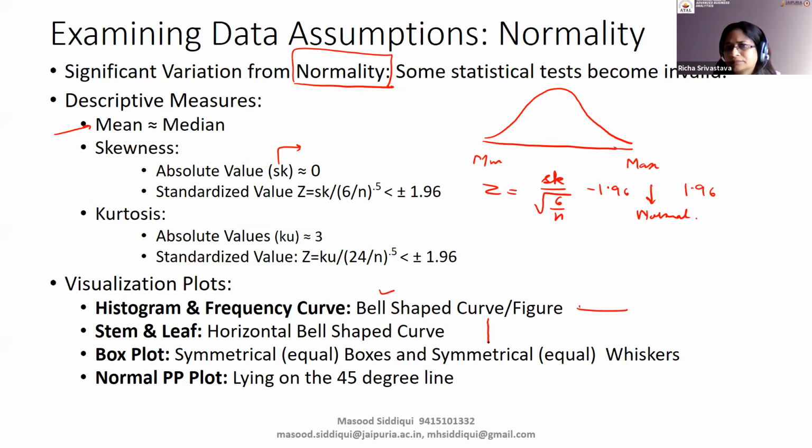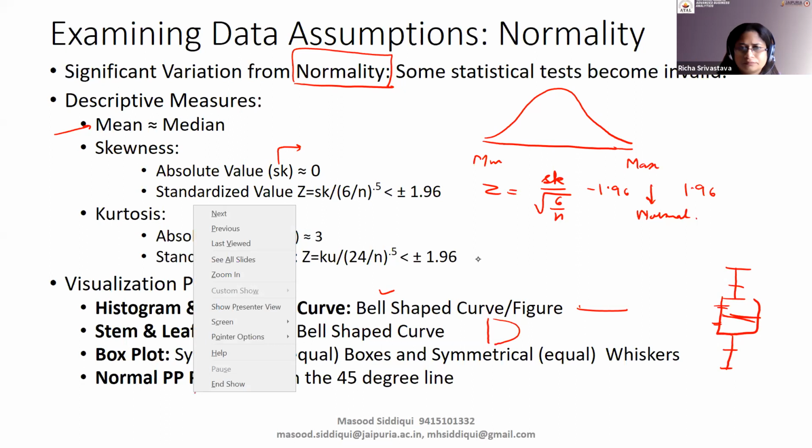Stem and leaf, if it forms a horizontal bell-shaped curve, then we can say that our distribution is normal in nature. Related to the box plot, as I have constructed the box plot also, if the two whiskers are equal to each other and the two boxes are equal to each other, then we can say that our data is approximately normal. And there is one more technique that is known as normal probability plots.